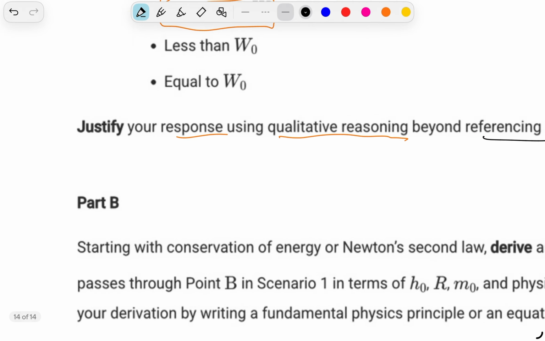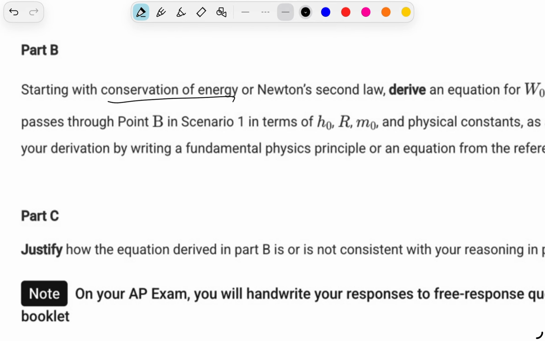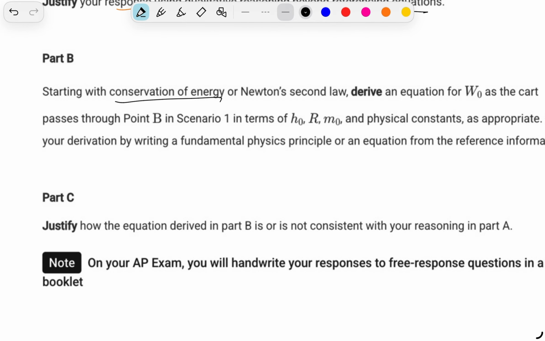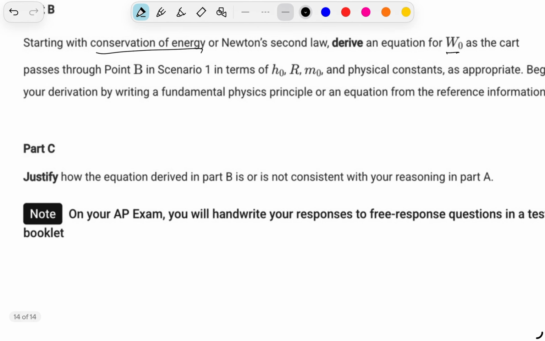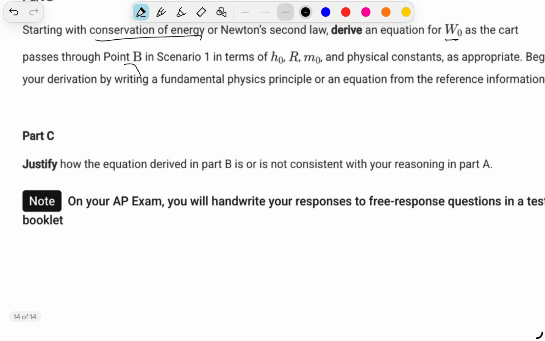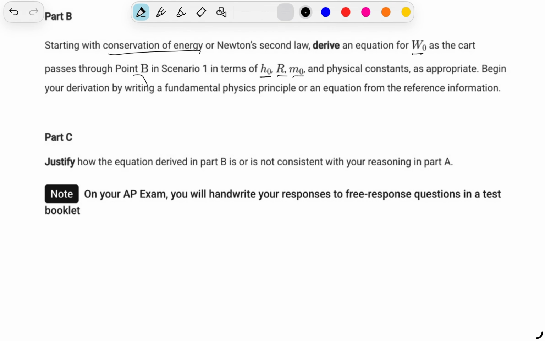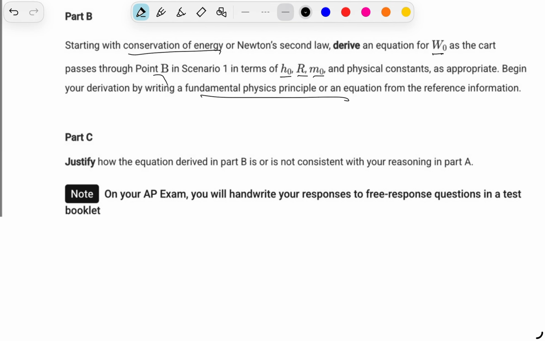So then for part C, we're asked, use conservation of energy or Newton's second law to derive an equation for the weight of the cart as it passes through point B in scenario 1 in terms of height, radius, mass, and physical constants as appropriate. Begin your derivation with fundamental equations.